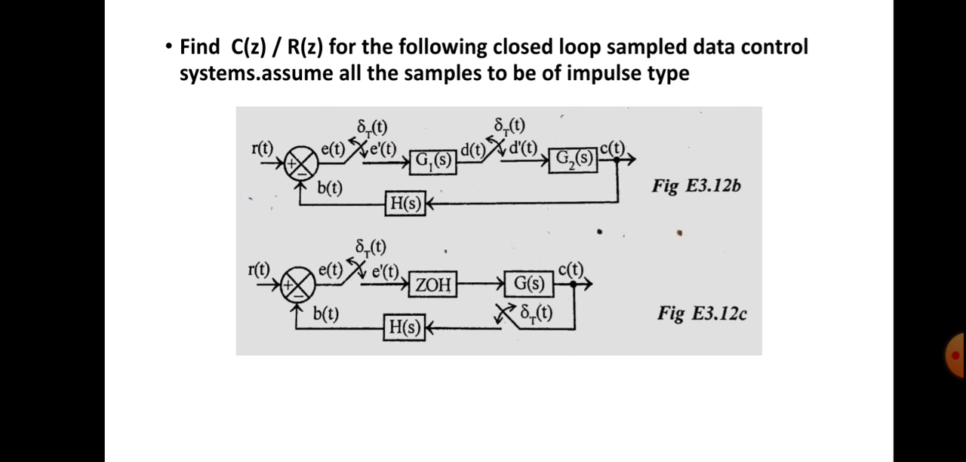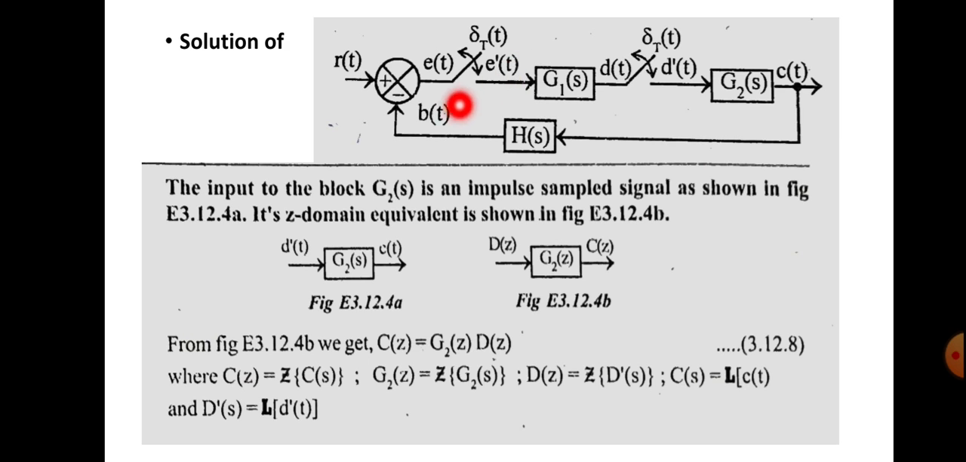Okay. So let us take the first diagram. If the signals are not marked, you have to first mark the different signal values at the output of the adder or subtractor, or at the output of each gain block. So here it is marked as E of t, which is the error signal, that is R of t minus B of t, and E dash of t is the output of this sampler. At the output of G1 of S, let us represent it as D of t, and at the output of this sampler, the output will be D dash of t, and the final output is C of t.